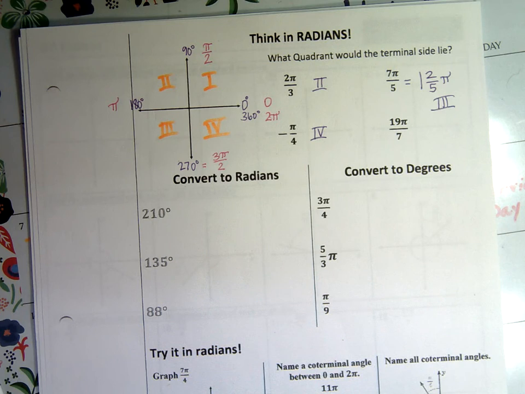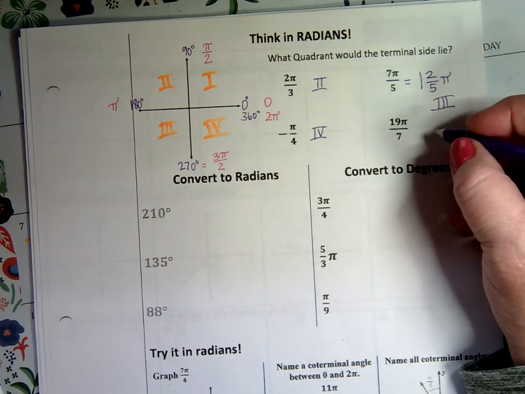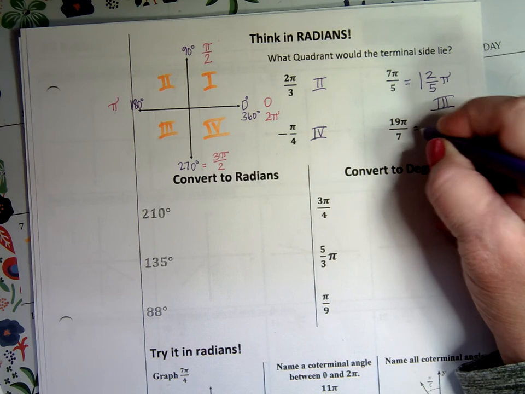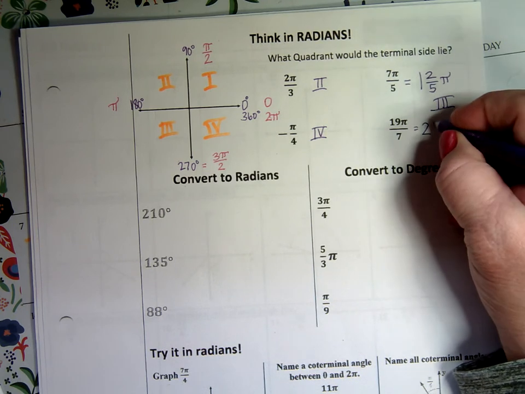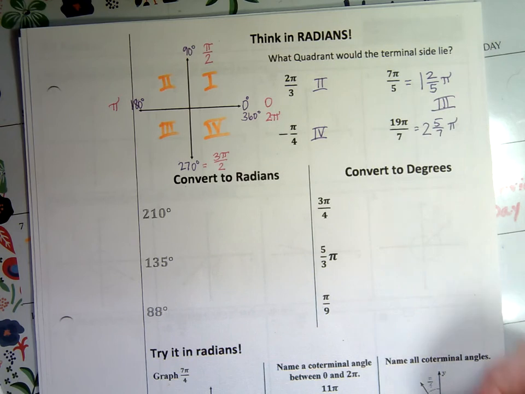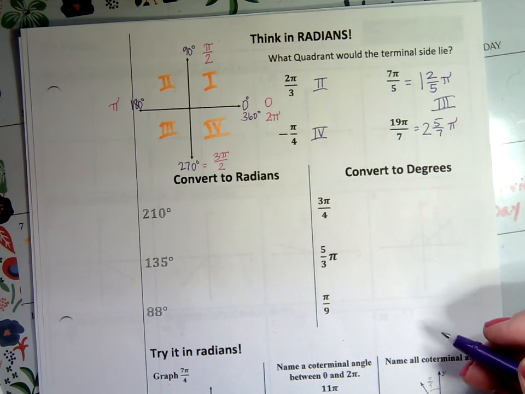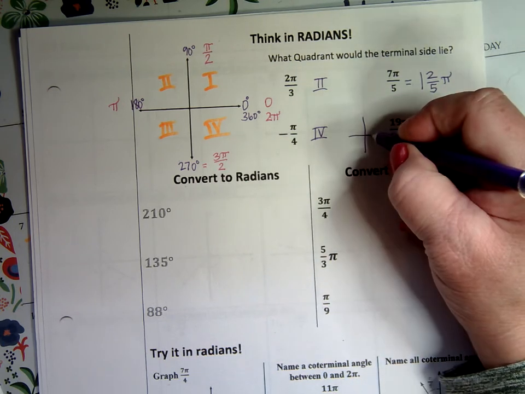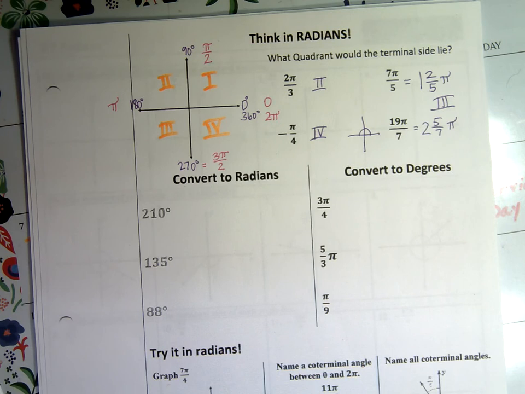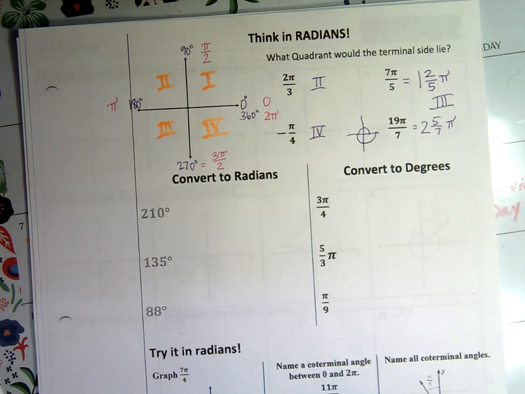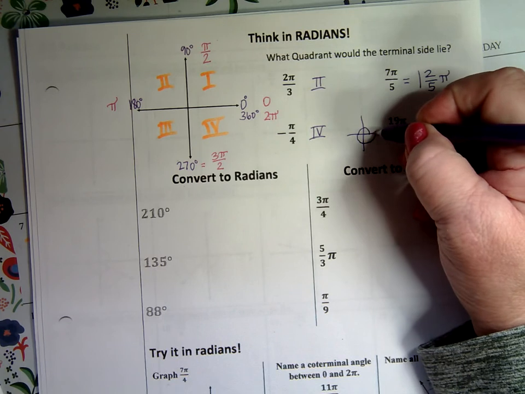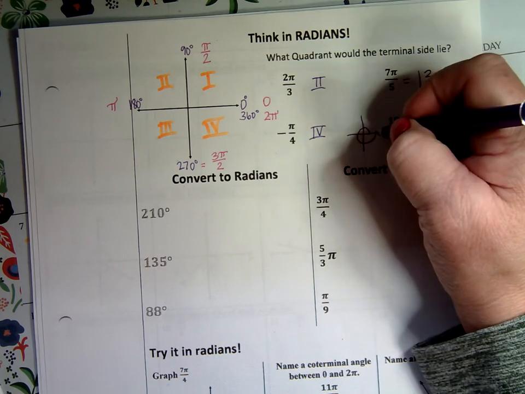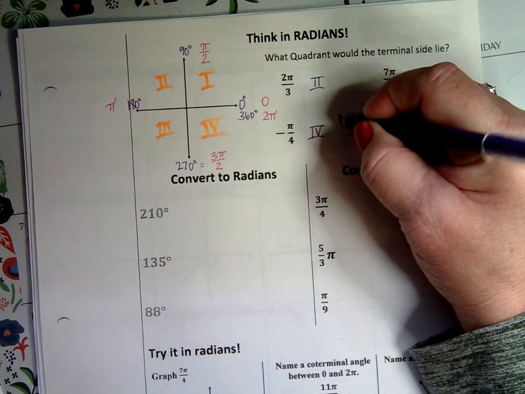19 pi over 7. Well, 7 goes into 19 2 times with 5 left over. 2 5/7 pi. This one's going to be a swirly whirly. I'm going to just draw it right over here. All right, here's 1 pi. Here's 2 pi, a full circle, right? I need to go 5/7 more to pi. Am I going to pass 1/2? 5/7 is bigger than 1/2, and so I land over here in the 2nd quadrant.